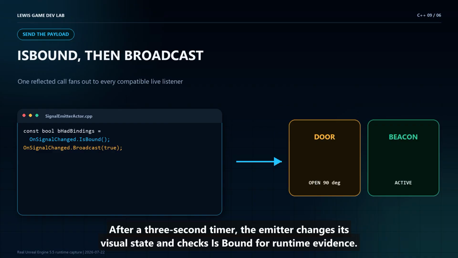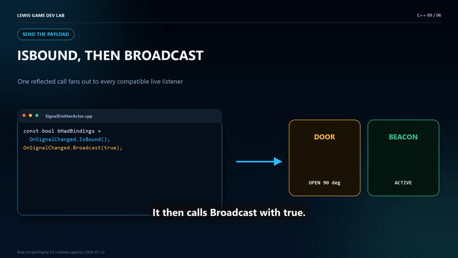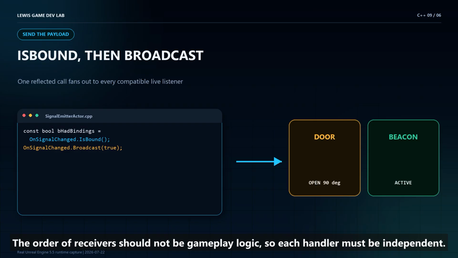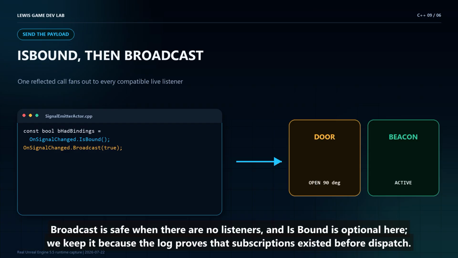After a 3-second timer, the emitter changes its visual state and checks IsBound for runtime evidence. It then calls Broadcast with true. Unreal invokes each compatible bound handler. The order of receivers should not be gameplay logic, so each handler must be independent. Broadcast is safe when there are no listeners, and IsBound is optional here. We keep it because the log proves that subscriptions existed before dispatch.